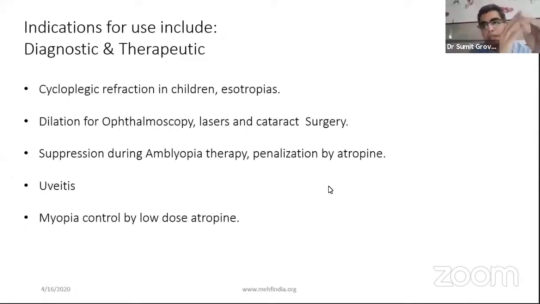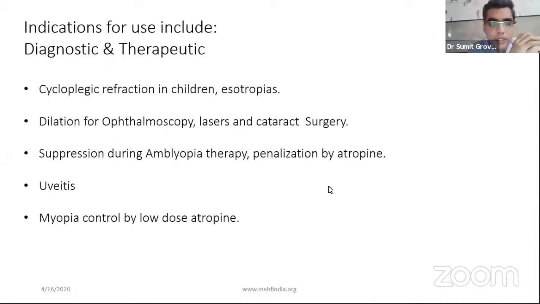But this accommodation can mask hypermetropia, the latent and the facultative and the manifest hypermetropia. To reveal that, we need cycloplegic refraction. We need dilatation for ophthalmoscopy, for lasers if we want to do posterior segment lasers like pan-retinal photocoagulation, or before cataract surgery, we all know.